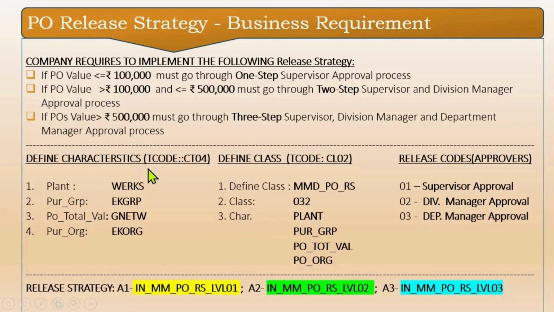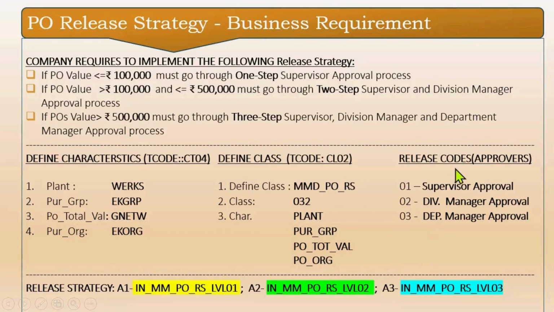Define characteristics. These are the field names which are important. Table is CEKKO. Use the transaction code SC11. Enter the table CEKKO. Then you can go through, execute it, then go through and note down these fields. These fields are very important, and these are our characteristics. Then 032 is the SAP standard class code. So we take as is 032, when assigning these characteristics to the class. This is the class code 032.